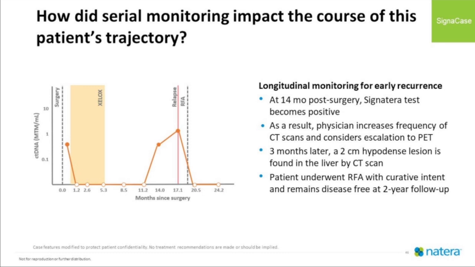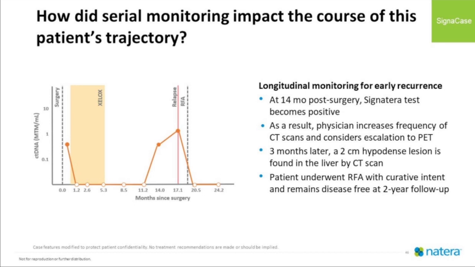So that imaging doesn't necessarily always show anything, and what you have to do is do some serial imaging. In fact, you can see that patient actually relapsed later, 17 months after surgery, and there's a lesion in the liver. What we decided to do at that point was use radiofrequency ablation on that lesion in the liver. And then guess what? That ctDNA went back to negative.